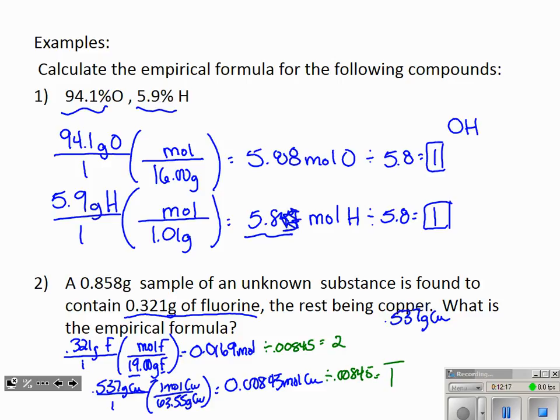So these become the subscripts. The subscript of the copper is 1. The subscript of the fluorine is 2. Copper being the most metallic element, we'll write that first. And remember, we don't write subscripts of 1. So the empirical formula here is CuF2. And to name that, we would say copper(II) fluoride.